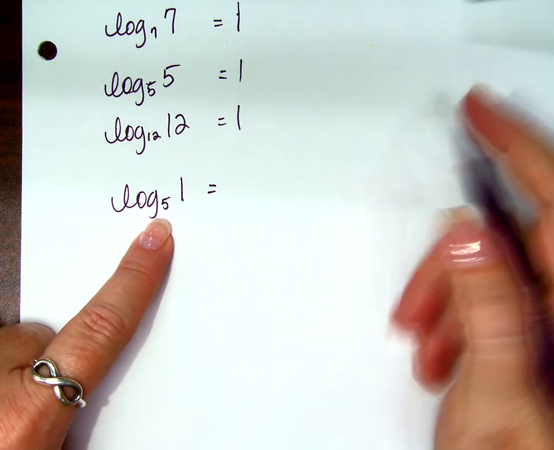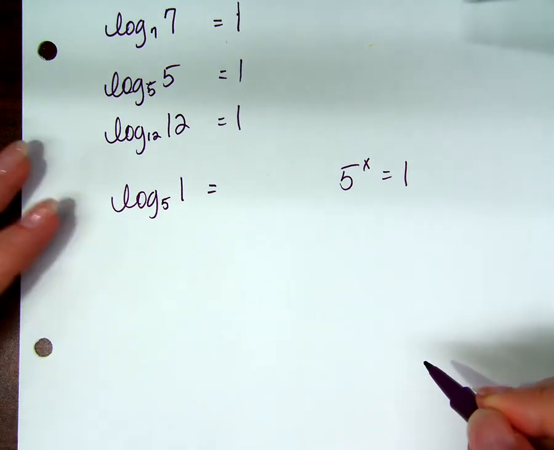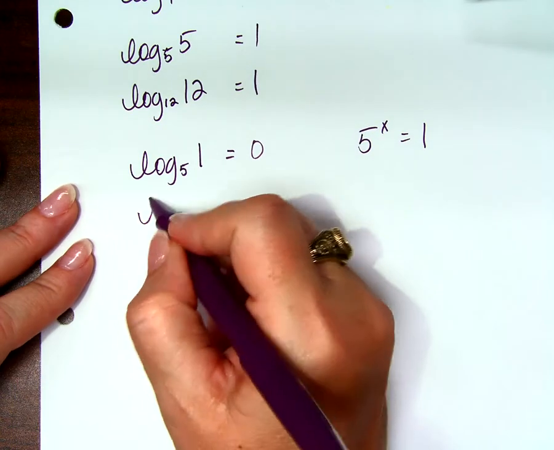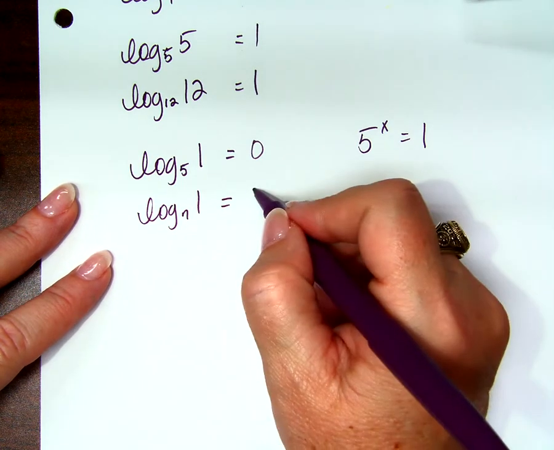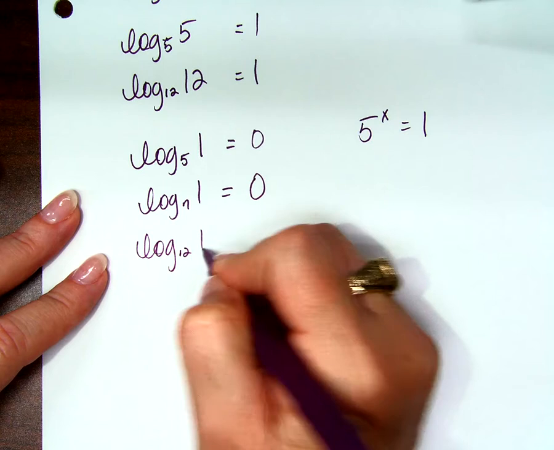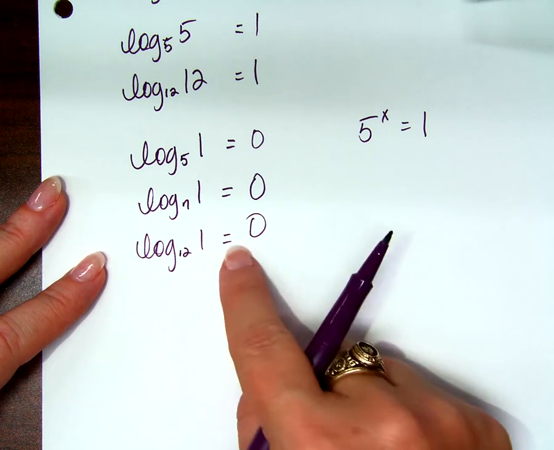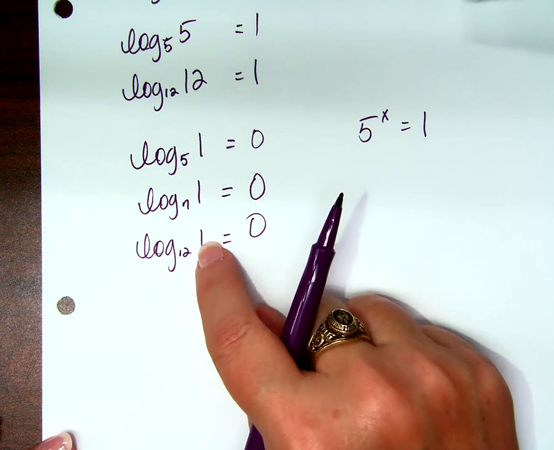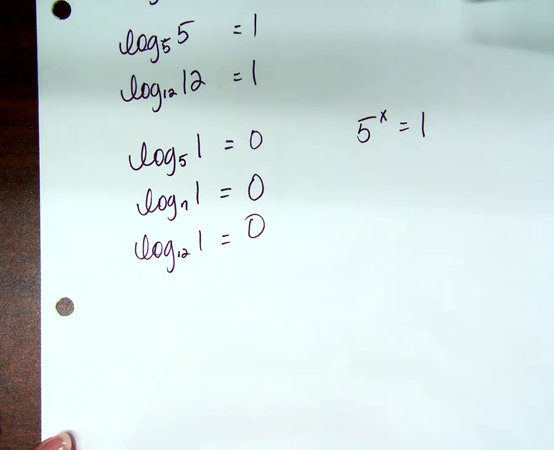Well, if I rewrite this in exponential form, I get 5 to some power equals 1. It is the 0 power. That's the only power I can get any of this to make it equal a 1. Okay? So log base 7 of 1 is going to equal what? 0. Log base 12 of 1 is going to equal what? 0. So when the base is anything and the argument is a 1, the answer is going to be a 0, because that's the answer in exponential form. The only power you can raise something to make it be 1 is a 0.